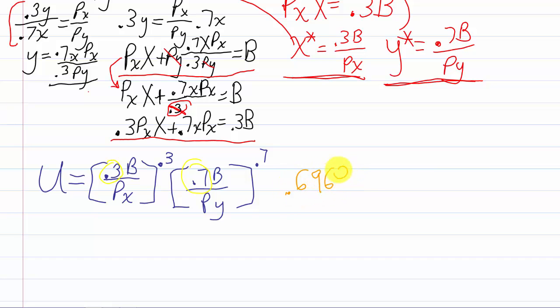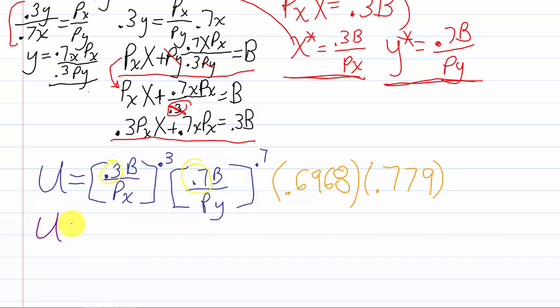0.6968. So that's the 0.3 to the 0.3 part. So instead of having it inside the parentheses, we're going to bring it out as a multiplier. And we're going to do the same thing with the 0.7 to the 0.7. And 0.7 raised to the 0.7 power is 0.779. And if we rewrite this and clean this up a little bit, that's going to give us that utility.